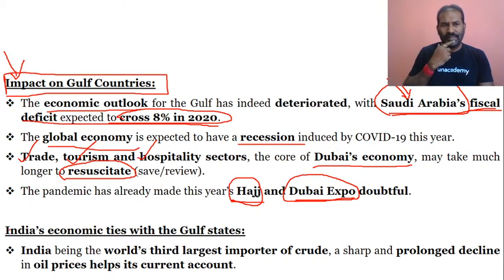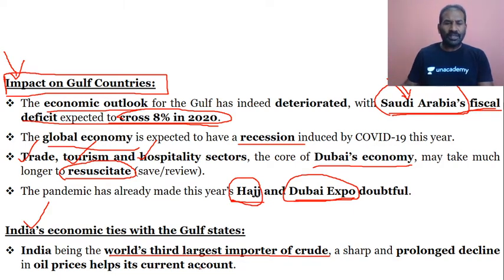Now you have seen the impact on the Gulf countries. Now I will move further on to India's economic ties with the Gulf states. Now we will get closer to the economy of India, and whether it is affected by the slash in crude oil prices in the Gulf countries. We know that India is the world's third largest importer of crude from the Gulf countries, because India imports 80% of its consumption of crude and 20% is domestic.